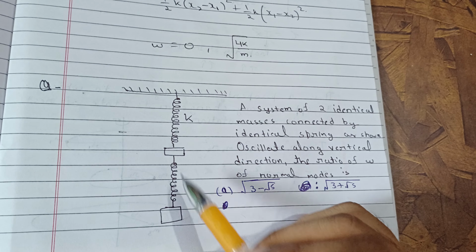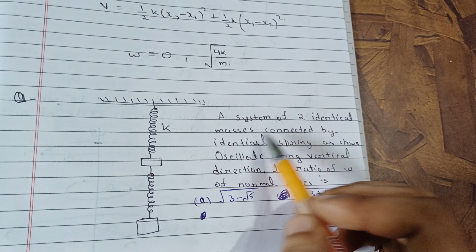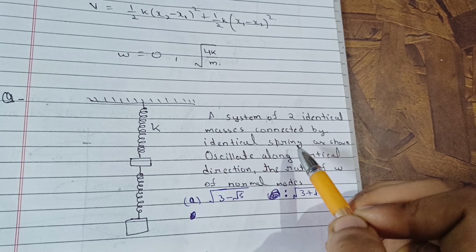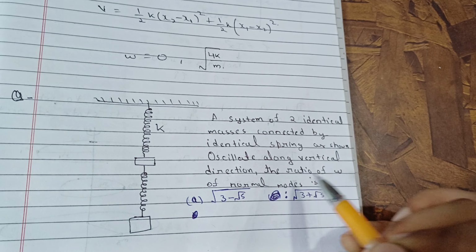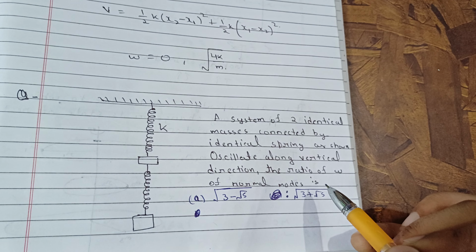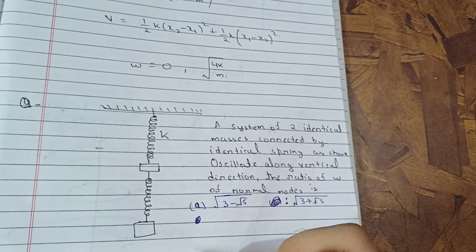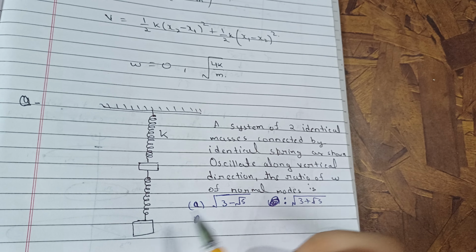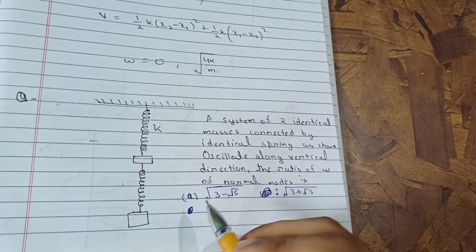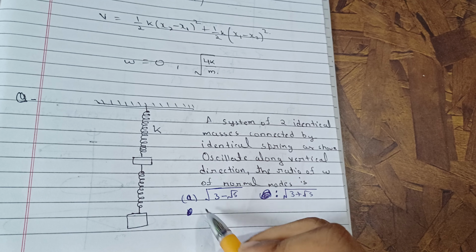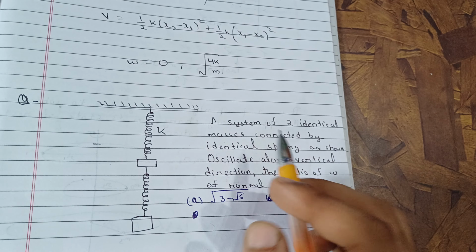This is a 2 spring system with 2 masses, and the spring constant is k for both of them. A system of 2 identical masses connected by identical springs, the mass is the same for both of them, oscillates along the vertical direction. The ratio of the frequencies of the normal modes is? So we need to find the normal frequencies for this, and then find the ratio of those frequencies. The answer will be root (3 minus root 5) upon root (3 plus root 5). So try to solve this question.